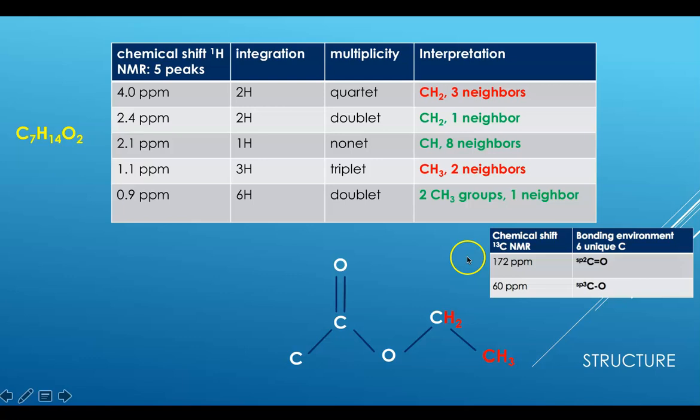All right, now let's put in our neighbors. We have this CH2 group with 3 neighbors and this CH3 group with 2 neighbors. So here they are. And then on our other side, we've now corrected this to a nonet. We're going to start with our CH2 that has just 1 neighbor, which is a CH group here, who has 8 neighbors, which are going to be these 6 hydrogens here, and these 2 here.